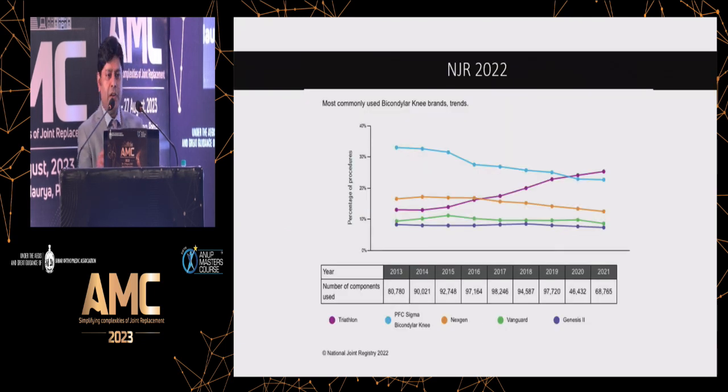No talk on knee replacement can be complete without the National Joint Registry of England and Wales. This is the 2022 results. If you look at it, again, my favorite one, the numbers are declining and has been overtaken by the single radius knee, that is the Triathlon. But again, the other reports, that is the clinical outcomes and things like that, there's no real difference.